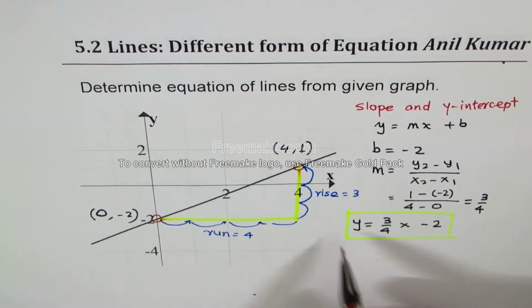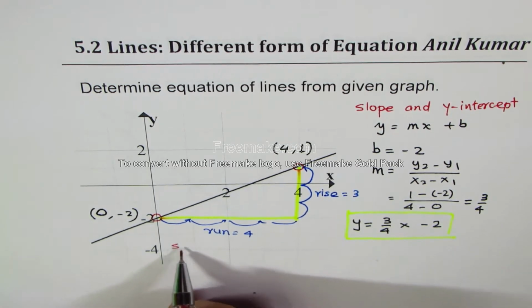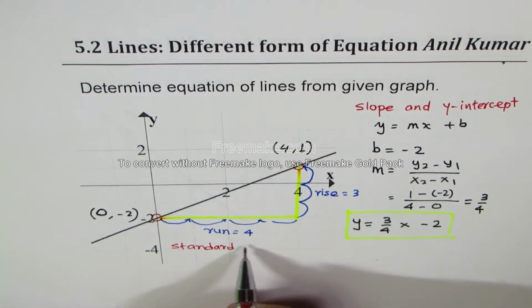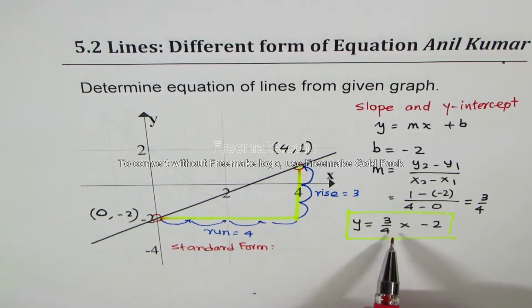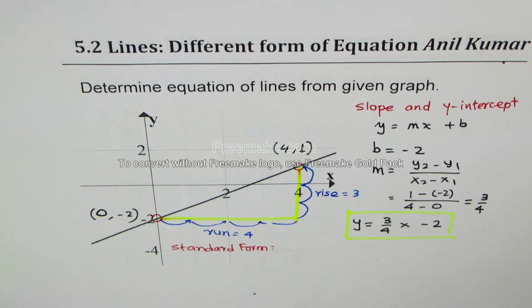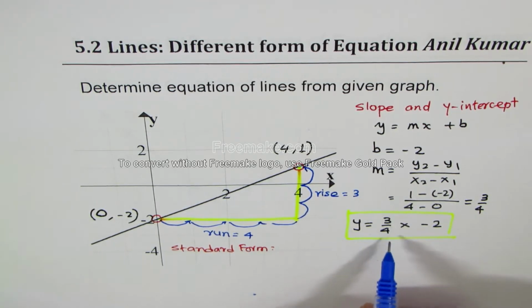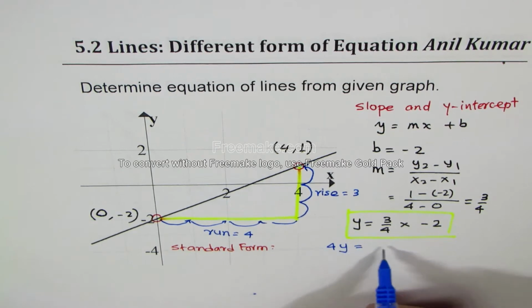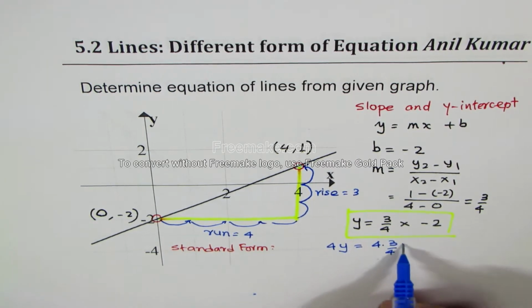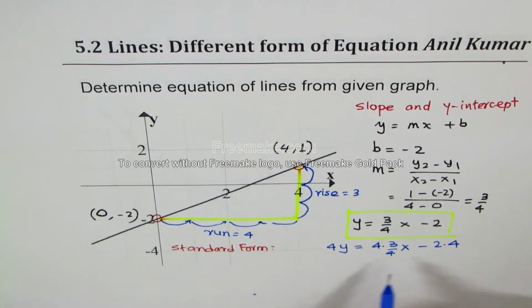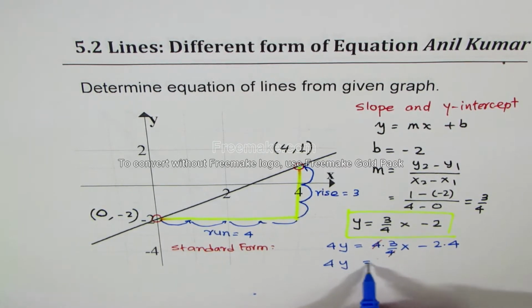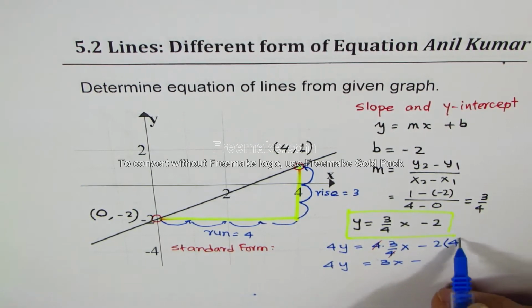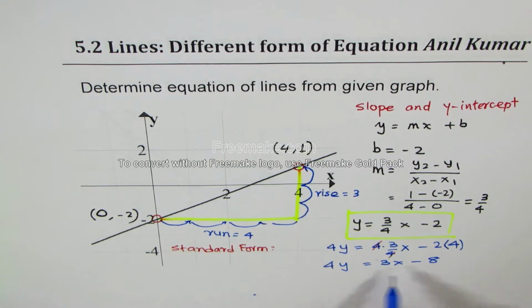Now let's write down this equation in standard form. So we can multiply everything by 4. The first step is to multiply each term because we don't want any fractions. So we get 4y equals 4 times 3 over 4 x minus 2 times 4. Avoid fractions, right? That is the first thing. Now as you can see, this 4 and 4 cancel. So we get 4y equals 3x minus, this is like times 4, so minus 8.